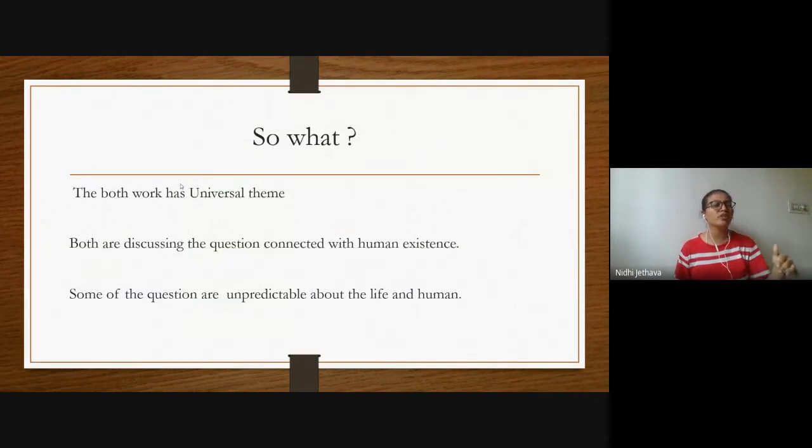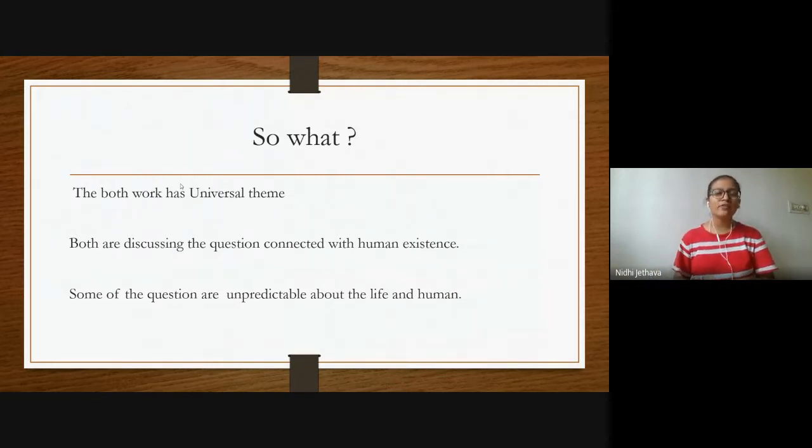We are not saying that I'm not connected with this, because we all are waiting for Godot and we are all waiting for salvation. We all are Vladimir and Estragon and we all are the Sharmi. We have the idea that there is nothing in the life, but still we are doing something to find out the meaning in life.